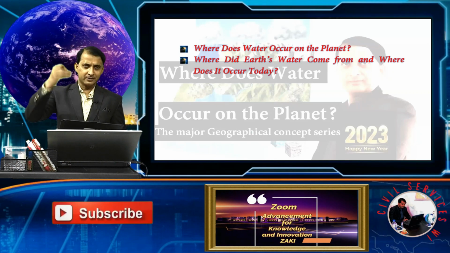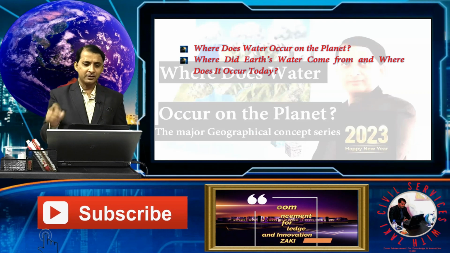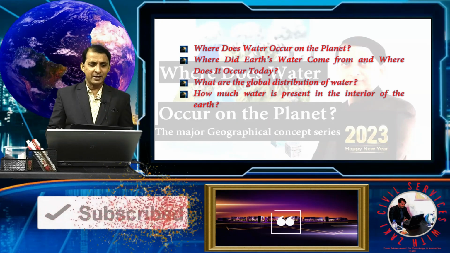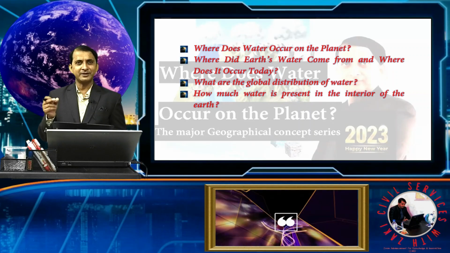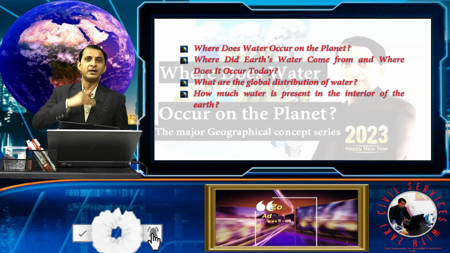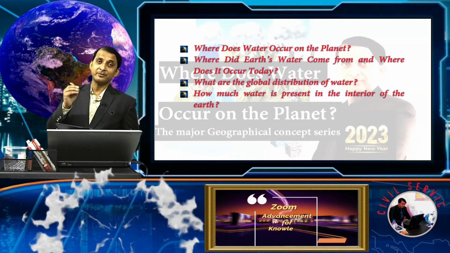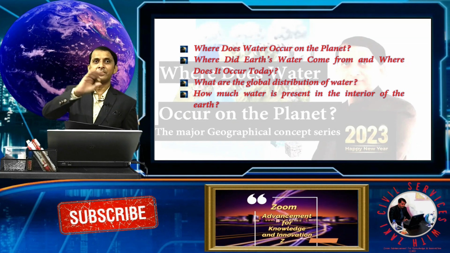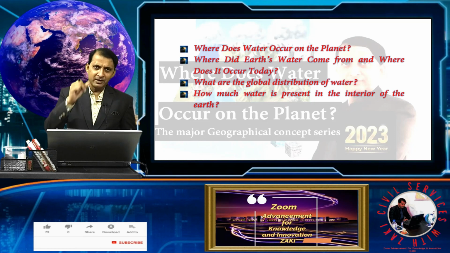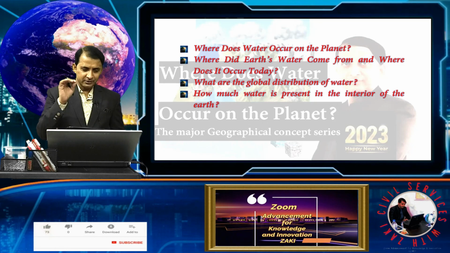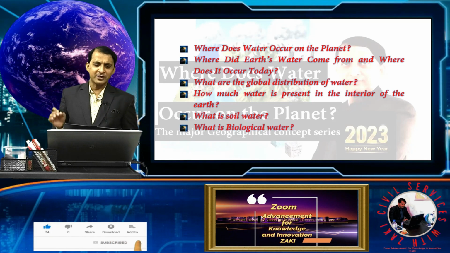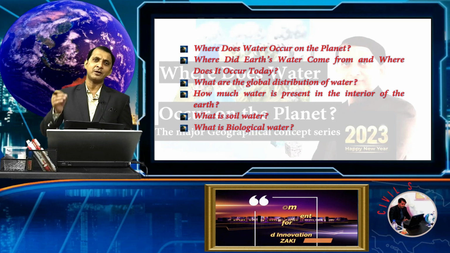So where does this water come from and where does it occur today, and what is the global distribution of water, and how much water is present in the interior of the Earth. It has also been found in recent research that there is some interior water, in the interior, more than the oceanic water present. So how is this water present at the core-mantle boundary? We will discuss this topic also, and also what is soil water, and what is biological water.